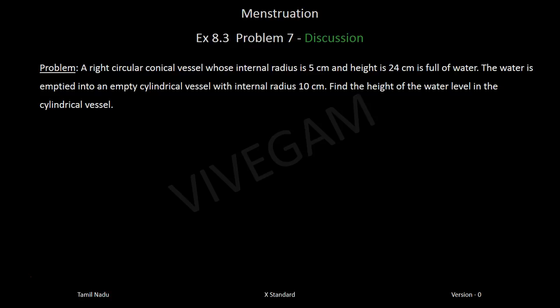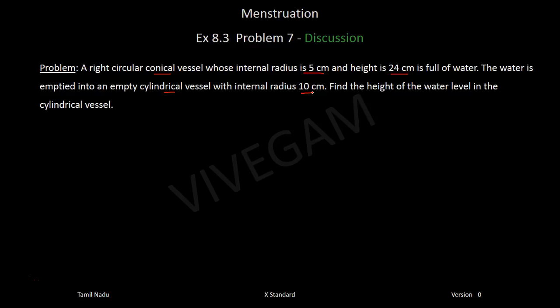Let's mark what is given here. A conical vessel, internal radius is 5 cm and height is 24 cm. It's full of water. This water is emptied into a cylindrical vessel with an internal radius of 10 cm. The key which you have to understand is that there is water in a conical vessel and that is transferred to a cylindrical vessel.